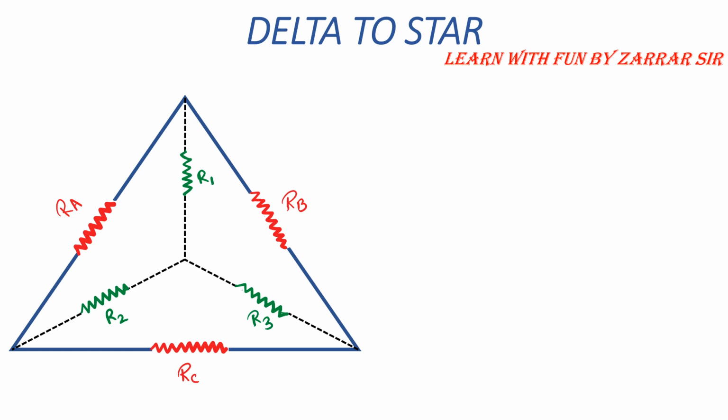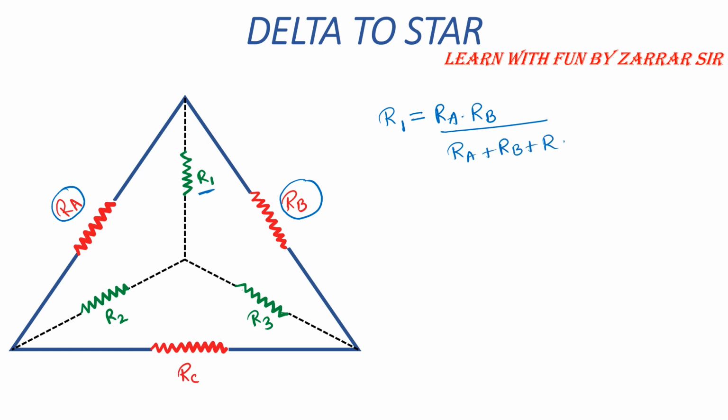To calculate the values of R1, R2 and R3, I'm not deriving any formula. I'm just writing the formula directly. So R1 will be, this is my R1 resistance, right? This resistance is between two resistances. If you can see, it is between RA and RB. So R1 will be RA into RB upon the total resistance, RA plus RB plus RC.